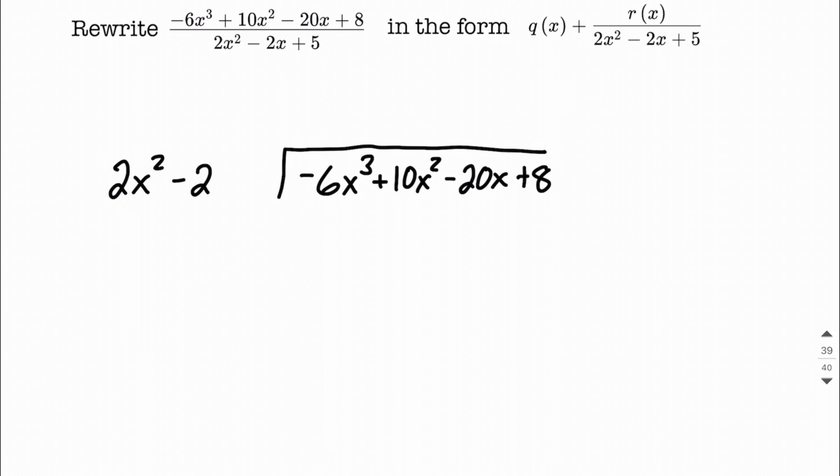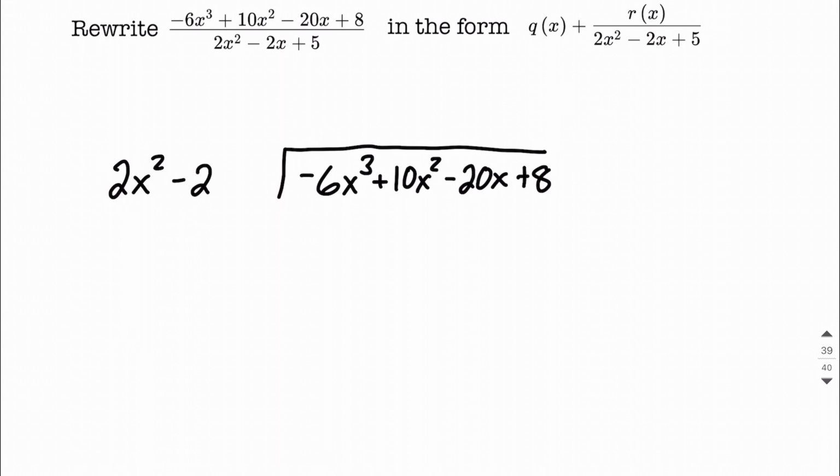Now, throughout this, I'm always going to refer back to the very first term in our divisor. I'm going to ask myself, what do I need to multiply that 2x squared by to give us the first term down here, the negative 6x cubed? As we think that through, 2x squared multiplied by negative 3x is going to make negative 6x cubed.